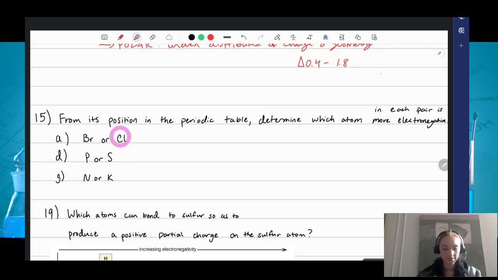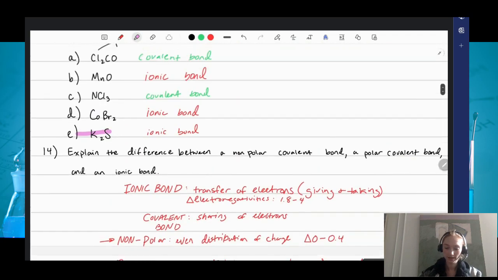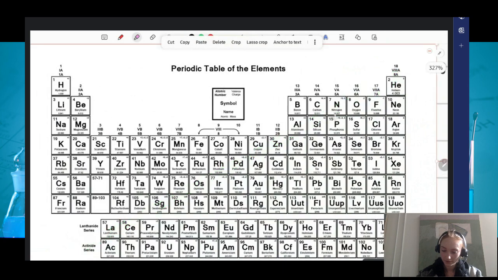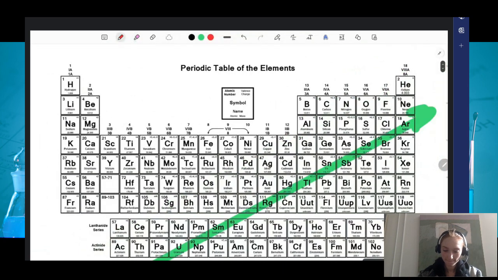Alright, so the next one, 15D, phosphorus or sulfur. Let's look at where that is on the table. So we have phosphorus, and we have sulfur. And the same thing here, up and to the right is going to increase in electronegativity. So sulfur is going to have a higher electronegativity because it has a higher charge.